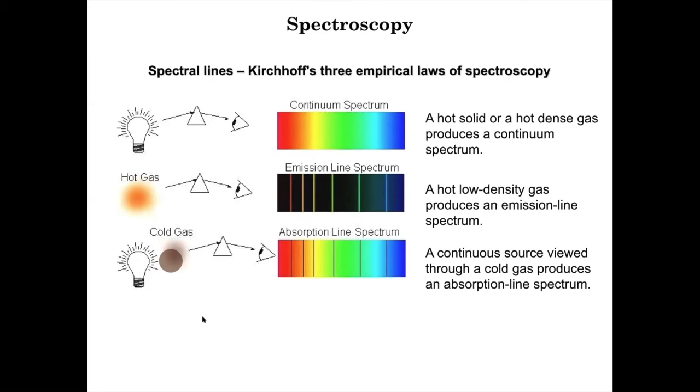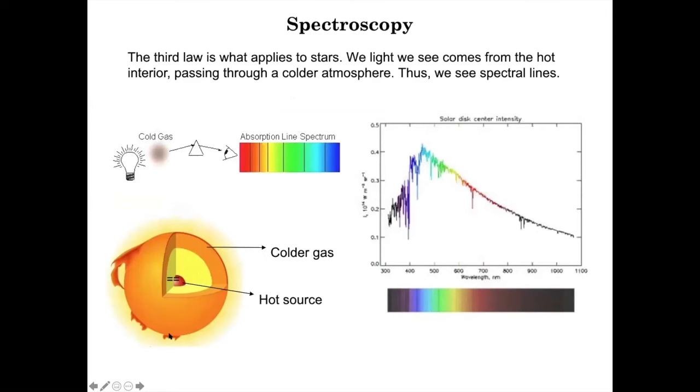So let us understand these laws. Already from looking at these three laws and comparing them to the spectrum of the sun, you realize that a star is an example of the third law. You see a continuum with absorption lines superimposed. So that tells us the stars have something to do with the situation of the third law, a hot source viewed through a cold gas.